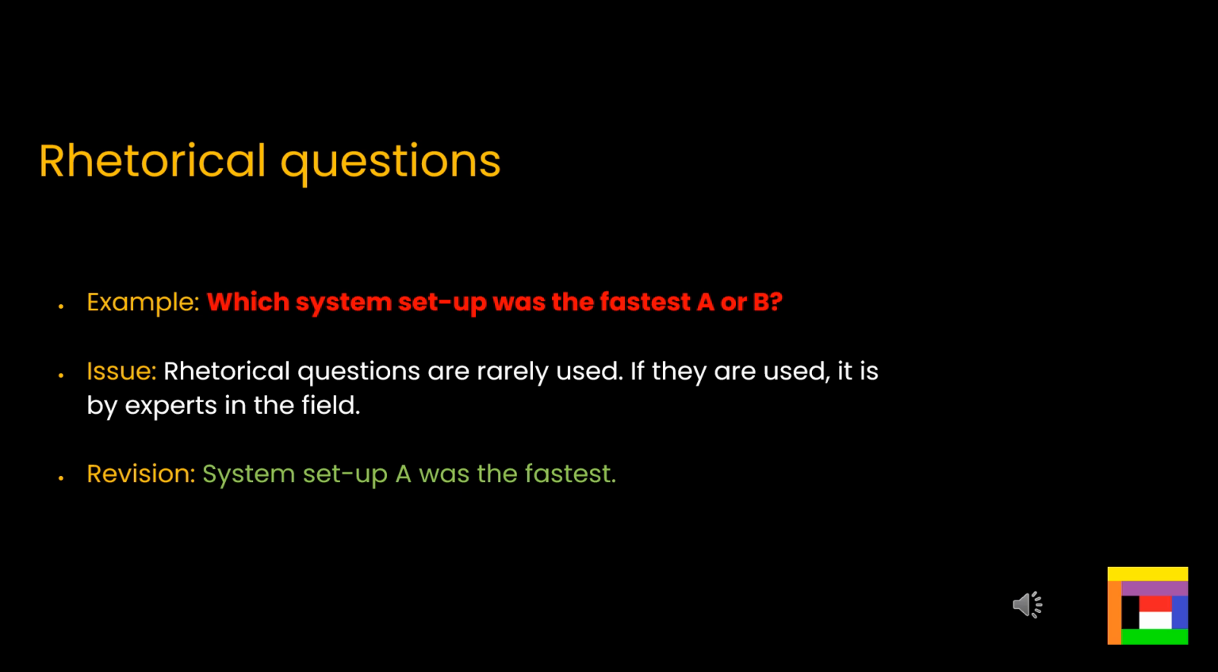Rhetorical questions tend only to be used by the experts, and even then they're rarely used. Our advice would be avoid writing rhetorical questions in your graduation thesis or research writing. You can see the example here. It begins with the question, "Which system setup was the fastest, A or B?" This can simply be avoided by writing it as a declarative statement. System setup A was the fastest.